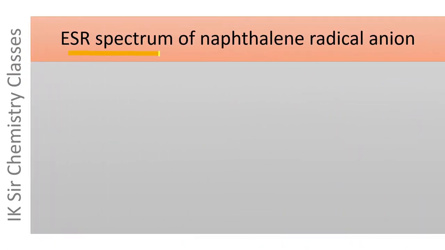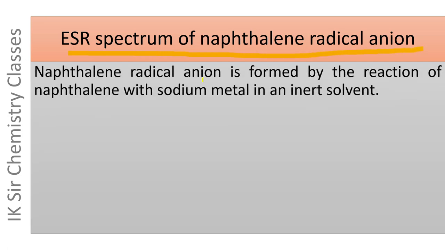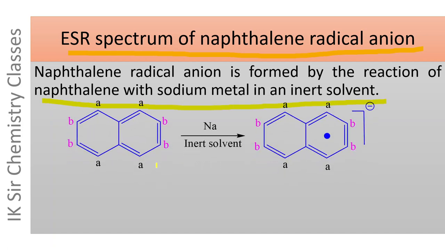The ESR spectrum of naphthalene radical anion. The naphthalene radical anion is formed by the reaction of naphthalene with sodium metal in an inert solvent. This is naphthalene. It is treated with sodium metal in an inert solvent such as THF. Then naphthalene radical anion is obtained, which has one unpaired electron and negative charge. This electron has come from sodium atom.